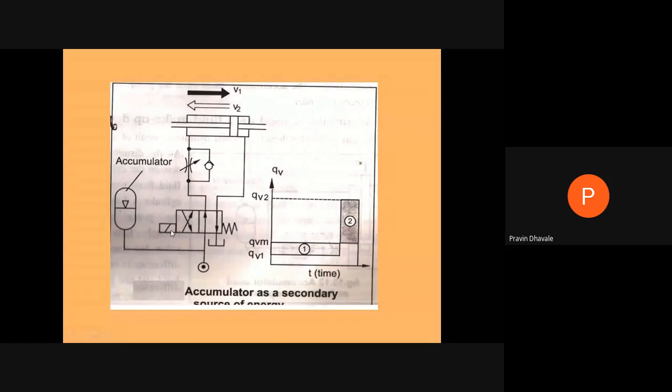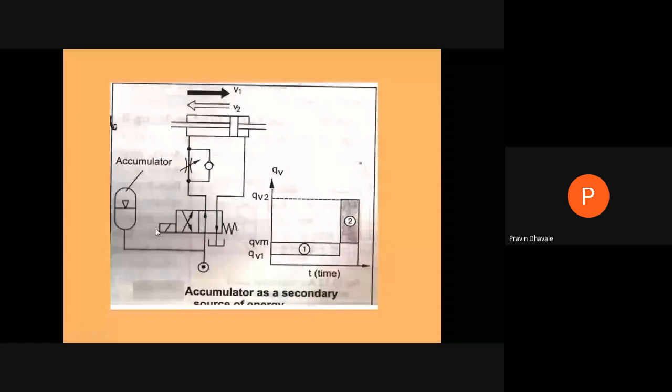What happens? The pump is supplying 10 pascal pressure, and this piston is moving from left to right. But when you have to move this piston from right to left with a very high speed, we require 15 pascal pressure. At that time, the pump is limited to 10. We require 5 pascal more, and that 5 pascal is supplied by using this accumulator.